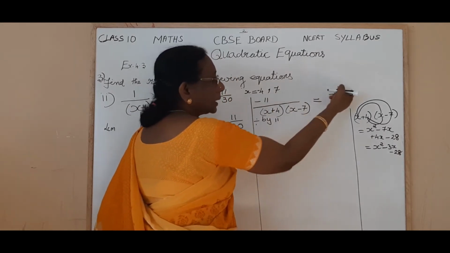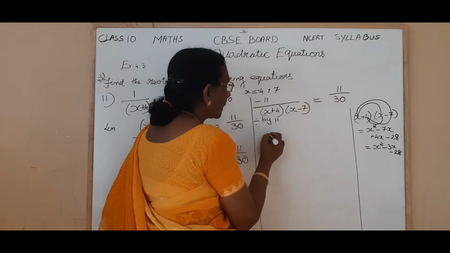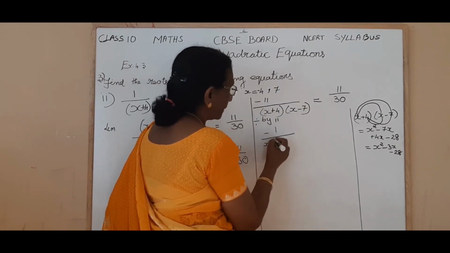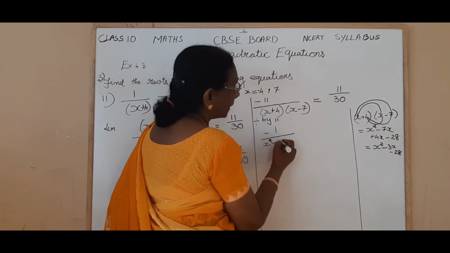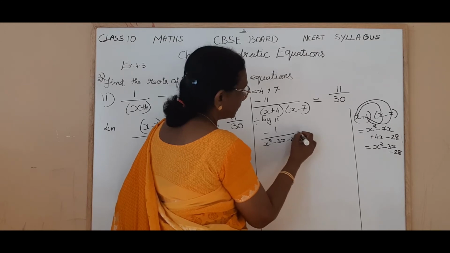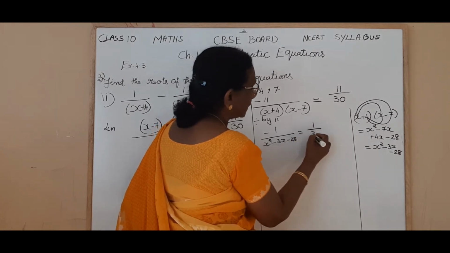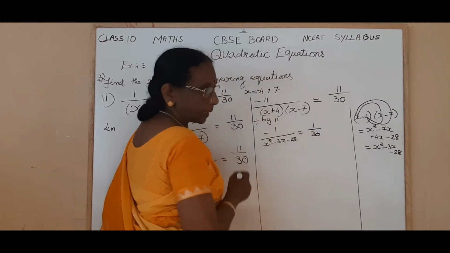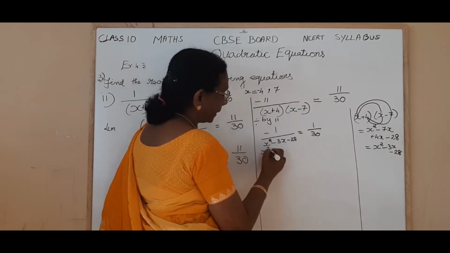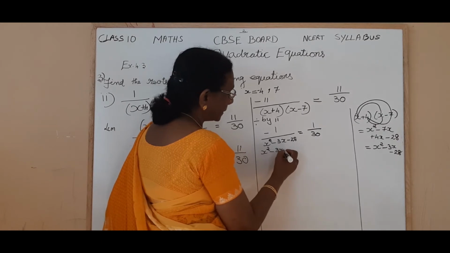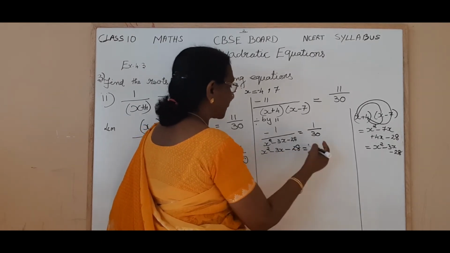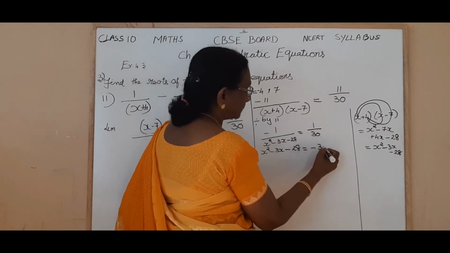So, this 11 will get cancelled. So, what will you get? Minus 1 by x squared minus 3x minus 28 is equal to 1 by 30. Now, cross multiply. So, when you cross multiply, x squared minus 3x minus 28 is equal to minus 30.